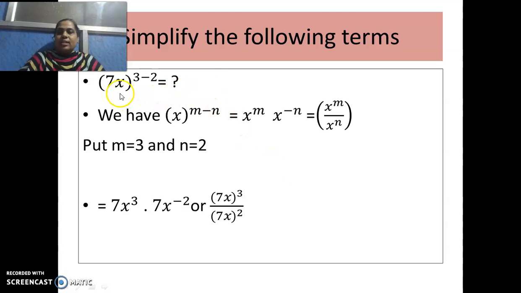I take the function example. What is that? 7x raised to 3 minus 2. What is the answer? We have to simplify. We have x raised to m minus n. I can write x raised to m into x raised to minus n is equal to x raised to m upon x raised to n. That is our main topic. Put m equal to 3, n equal to 2. So I substitute in the above expression, we derive 7x raised to 3 and 7x raised to minus 2. If I do not put the bracket and simplify, then 7x raised to 3 upon 7x raised to 2. Both ways we can calculate.